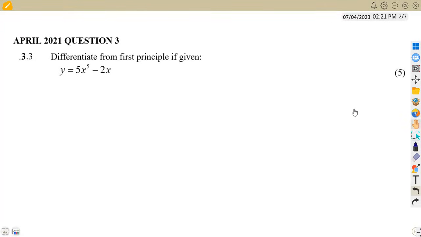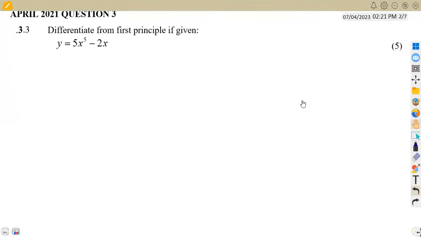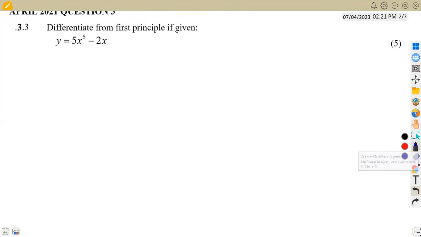April 2021, question number 3: differentiate from first principles if given y is equal to 5x to the exponent of 5 minus 2x, and that is 5 marks for that. All right, so this is the question that you're given. I'm going to have it written again. So we are given that y is equal to 5x to the exponent of 5 minus 2x, and we are supposed to use the first principles, 5 marks for that.